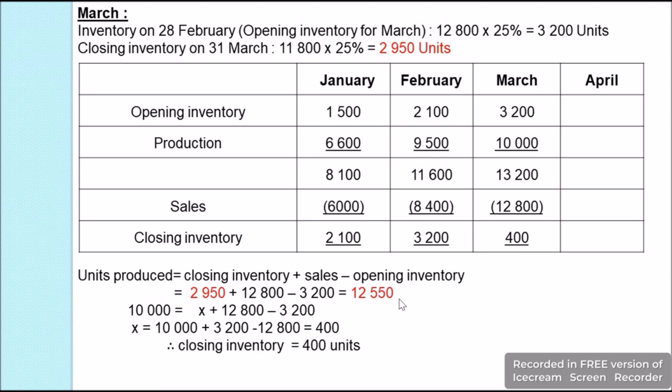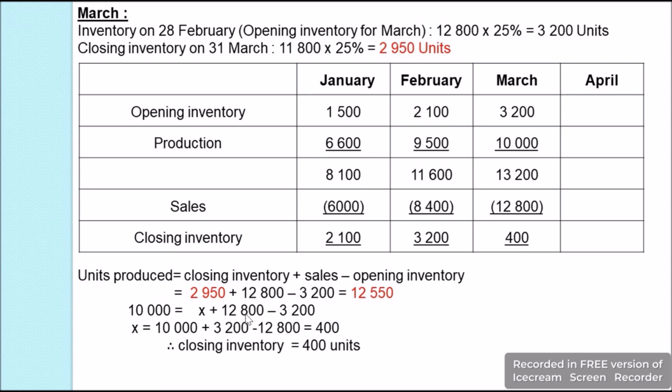However, we have a constraint that we cannot produce more than 10,000 units. So based on this constraint, what we have to do is change the closing inventory. Our constraint is we can produce only 10,000 units. We don't know the closing inventory. We know the sales, which is given as 12,800 units, and the opening inventory, which was given as 3,200 units.